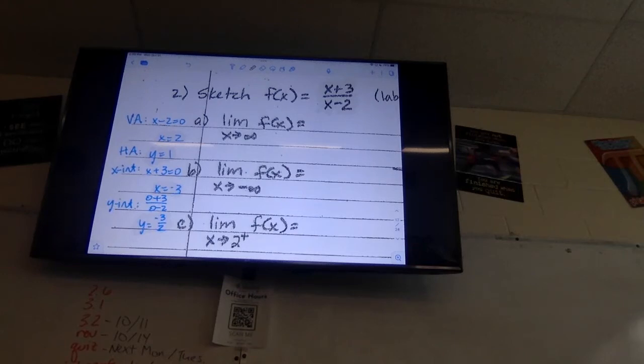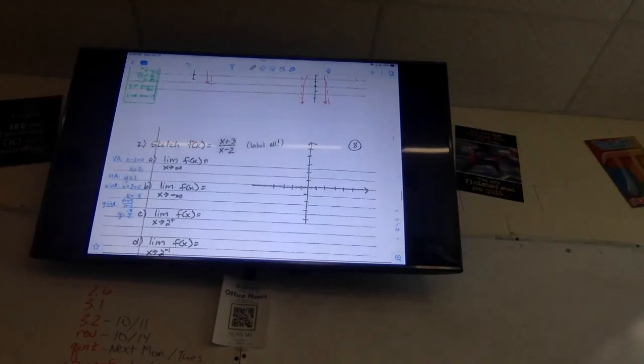Now I get to graph all of those things, and they already gave me a graph, which is awesome. So I'm just gonna go plot them. I've got my vertical asymptote at 2. I've got my horizontal asymptote at 1. My x-intercept is at negative 3. And my y-intercept is at negative 3 halves. That's somewhere between negative 1 and negative 2.